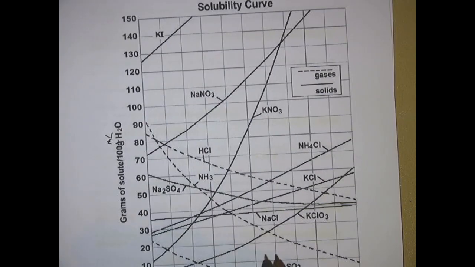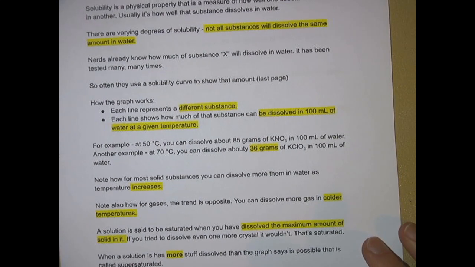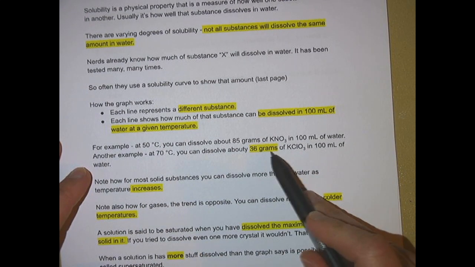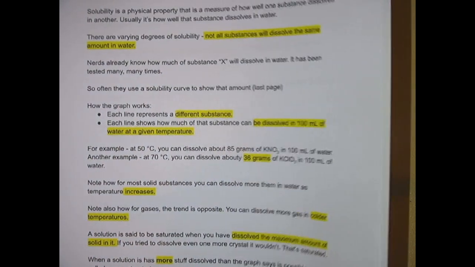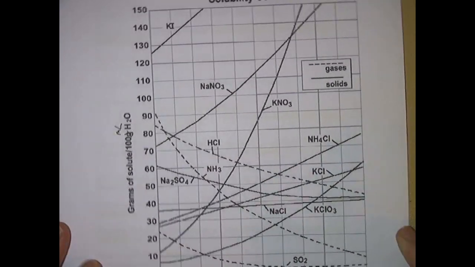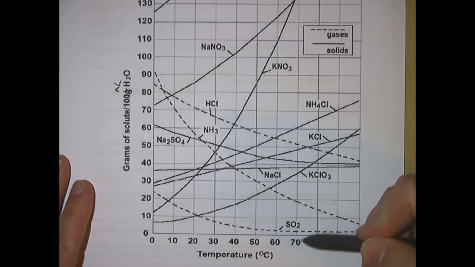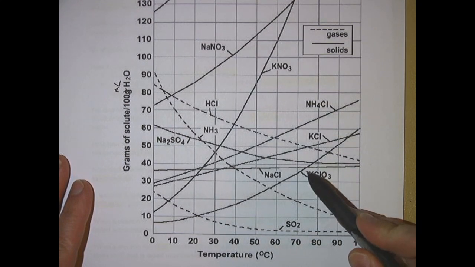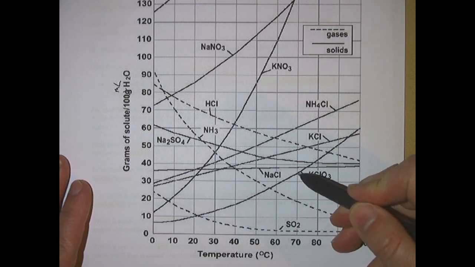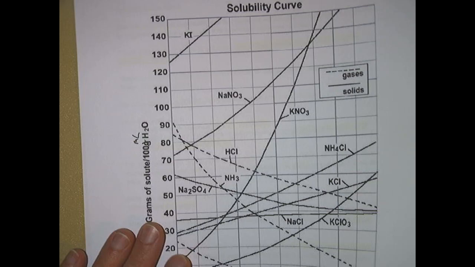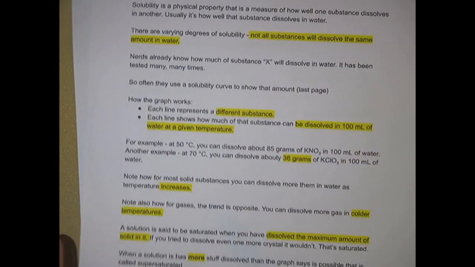In the next one, it says at 70 degrees Celsius, you can dissolve how many grams of KClO3. If you go to 70 for the water, and then find the KClO3 line, which is right here, you can see that 70 and KClO3 intersect. Maybe you want to call that like 36 grams. So I wrote 36 grams on my little chart here.